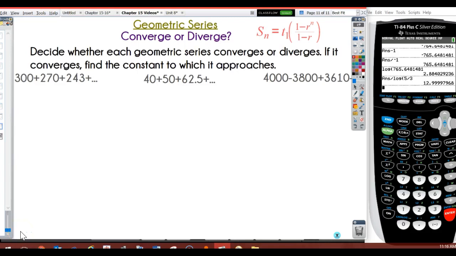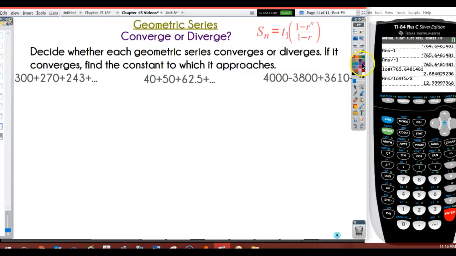In this video, we're going to decide whether or not each of these geometric series converges or diverges. If it does converge, that means that as n gets infinitely bigger, the sum is going to slow down and approach a specific number. So if it does converge, we're going to find what number that is. If it diverges, it means it doesn't approach a specific number, so we don't need to worry about it.